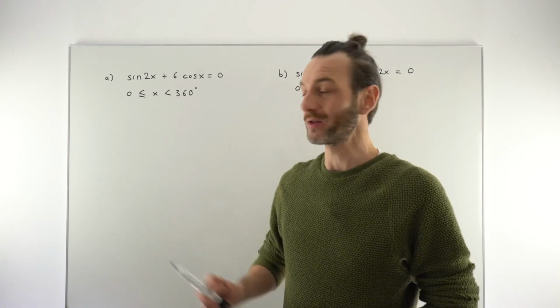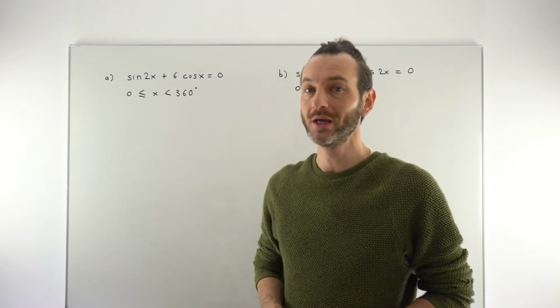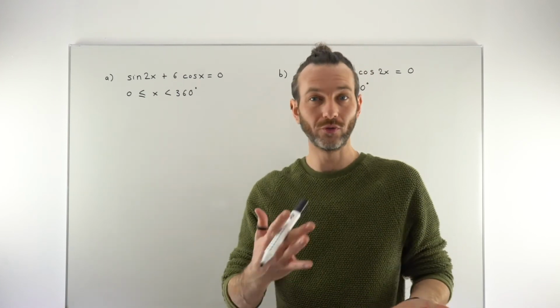In this question, we've been asked to solve the trigonometric equation sine 2x plus 6 cos x equals 0. So always important to check, are you in radians or degrees?